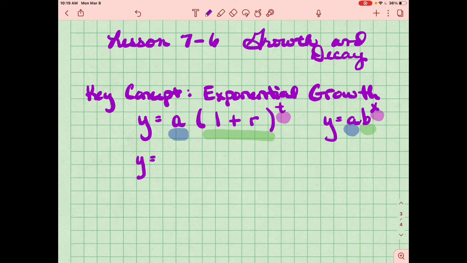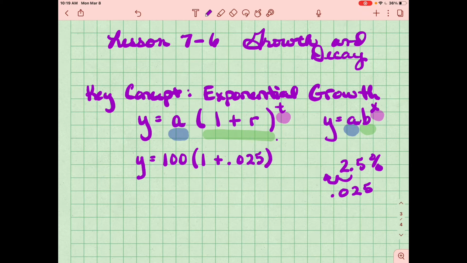We had y equals a $100 gift card, so that's our A. And then we had 1 plus the rate, and the rate was 2.5%, and 2.5% is the same as 0.025. So we have 1 plus 0.025, and we're going to do that to the t, or time. And then that's my equation that will tell me how much the prize is on any given day with no winners.